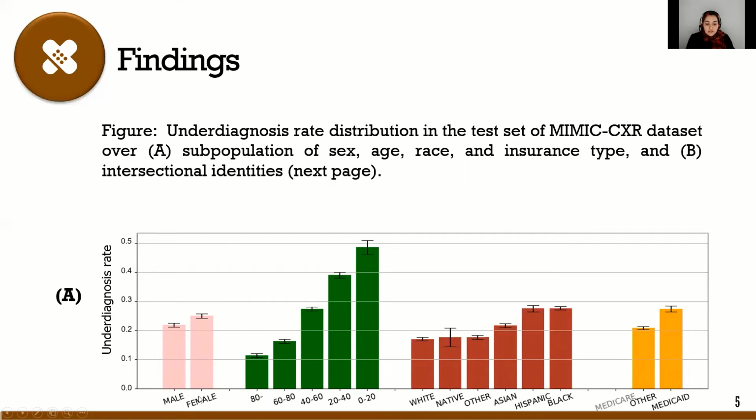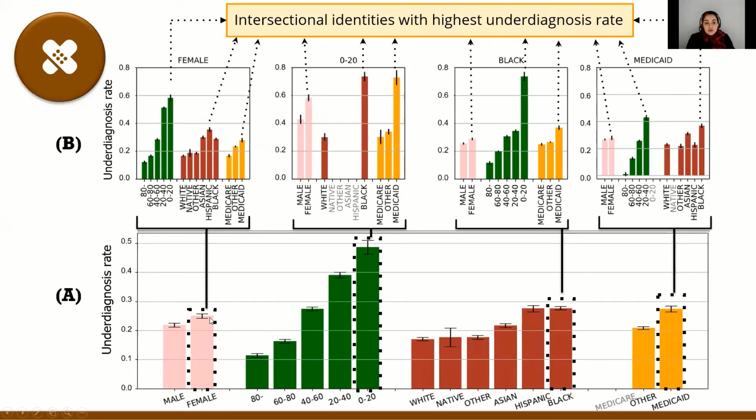And surprisingly, the patients who belong to historically underserved subpopulations, such as female, younger patients, Black patients, and patients with Medicaid insurance who are often low income, have a higher underdiagnosis rate compared to the other patients. We look into the intersectional identities and see that if one patient belongs to more than one underserved subpopulation, such as Hispanic female, they have a higher underdiagnosis rate compared to, for example, white female.